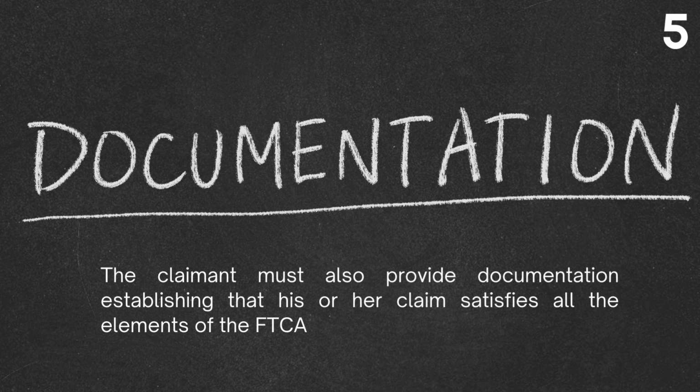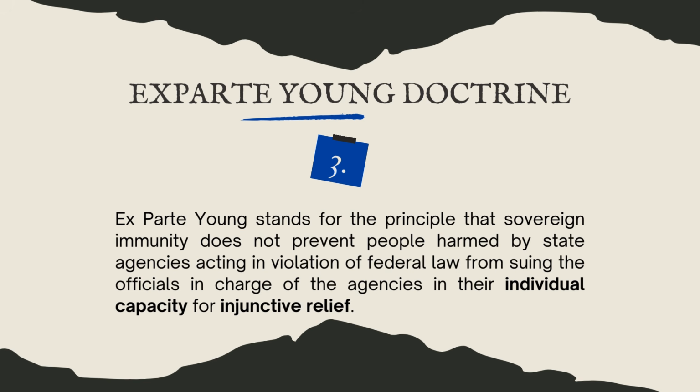So for each of these that I just mentioned, the claimant must provide documentation establishing that his or her claim satisfies all the elements of the Federal Tort Claims Act. So let's look at the third exception. The Ex parte Young doctrine. I'm sure some of you have heard of this. In fact, I know because one of you asked me about this doctrine.